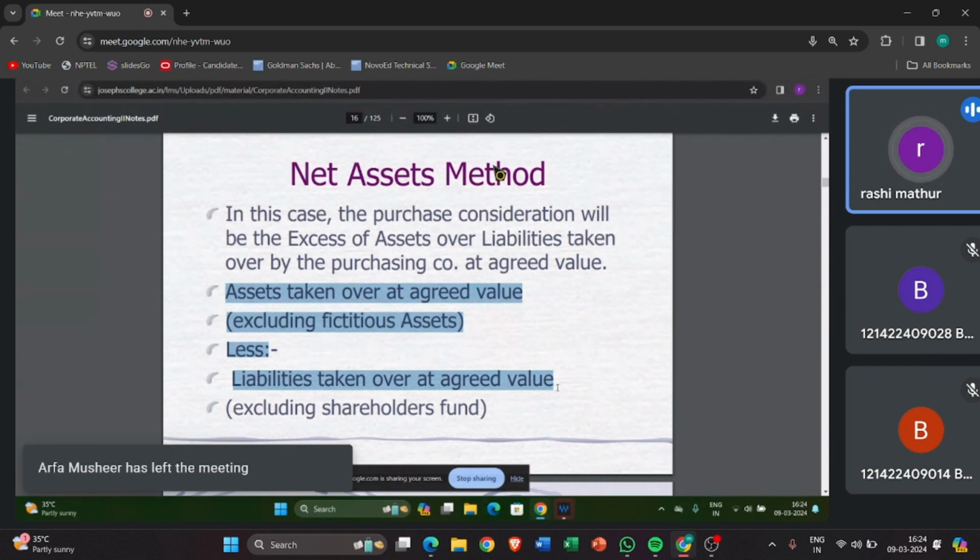So when purchase consideration is calculated by net assets method, how is it calculated?